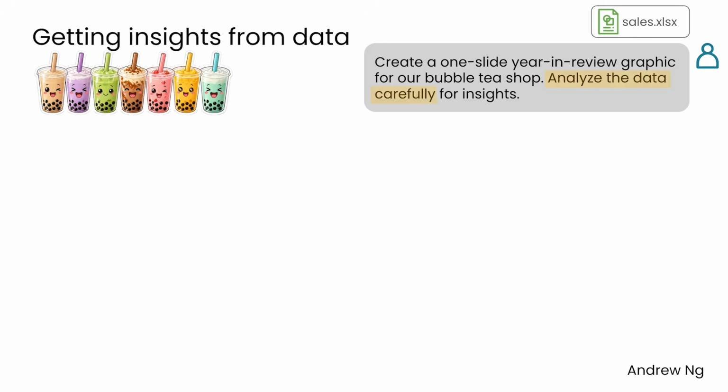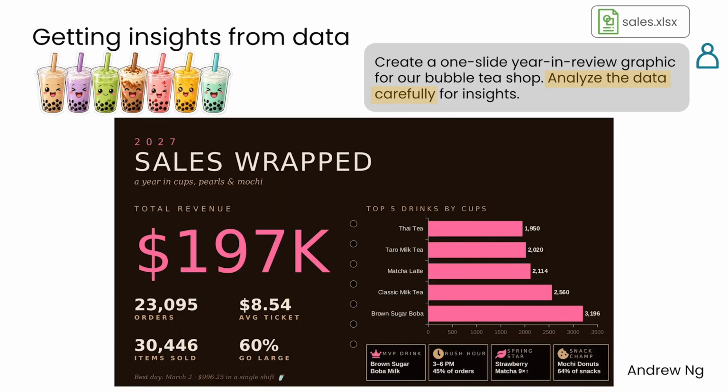Using the word carefully in your prompt may trigger the AI to think for several minutes to complete this analysis. And it might go through an agentic thinking process, like you saw on the previous slide, and it will likely write and run code to calculate things like revenue and items sold. And in the end, you might get a graphic like this with a lot of interesting insights, like brown sugar and classic being the most ordered drinks, and most customers choosing a large drink. This graphic also has a creative bubble tea color scheme.